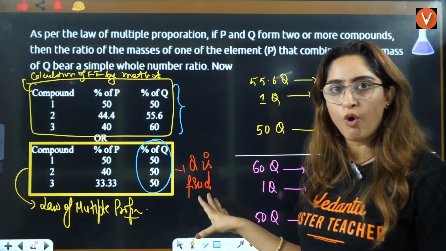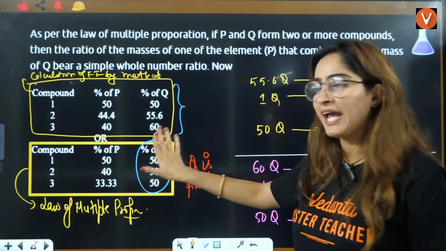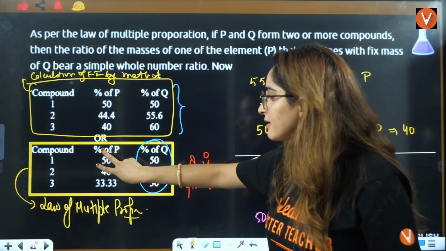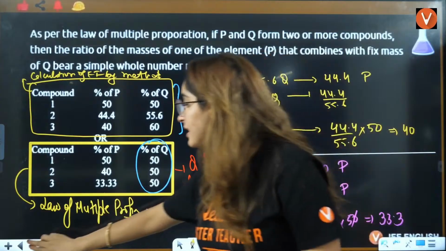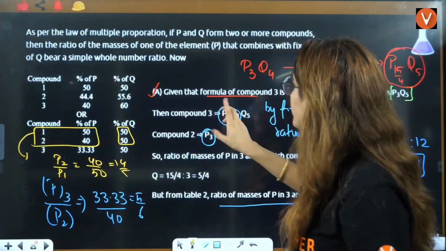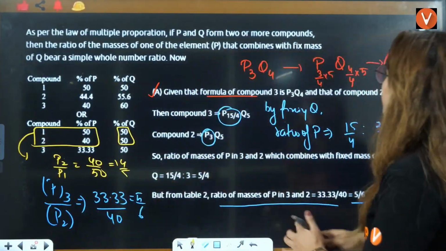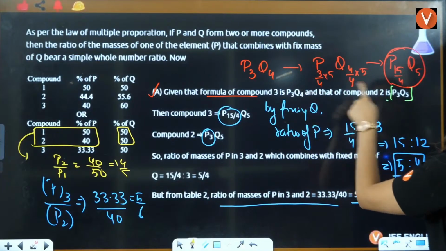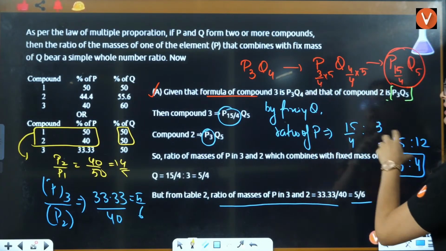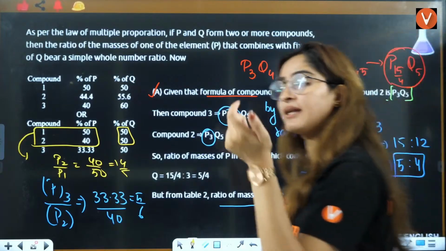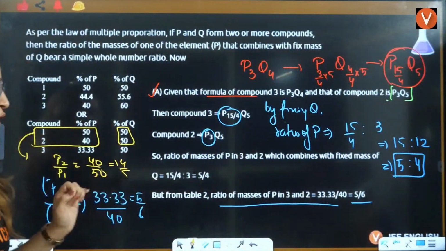calculating the ratio, we are fixing Q in the data. Then we are calculating the ratio of P. We are fixing Q in the option. If you see this in the option also, we are fixing Q. This is Q4. This also will be Q4. Then we are calculating the ratio. If that is the same, then it is verified. If that is not the same, it is not verified.